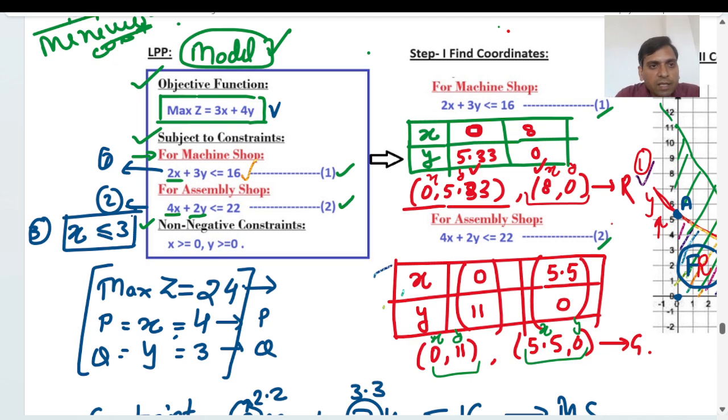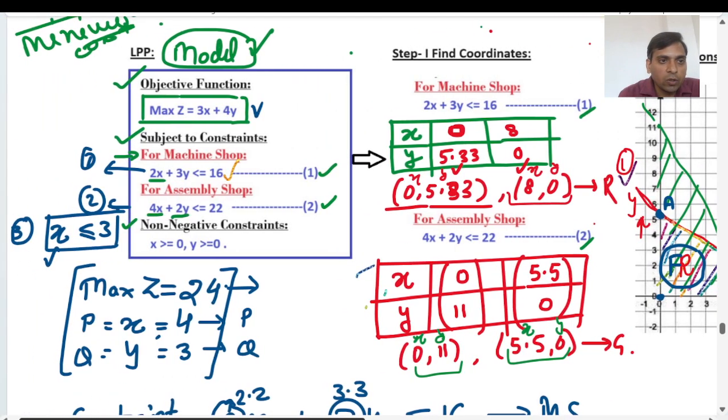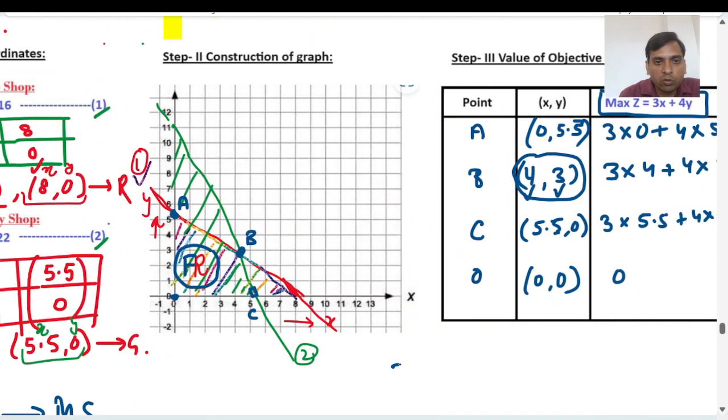Now when we consider this constraint x is less than or equal to 3, x is the production of P-type product, and we are restricted to produce less than 3 quantities. This means the demand of this product P is less than 3. So no need to make more than 3 products in this case. So for this situation, what will we do in this graphical method? We need to add one more constraint, x is less than or equal to 3.